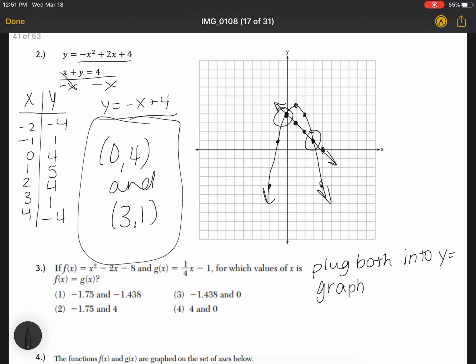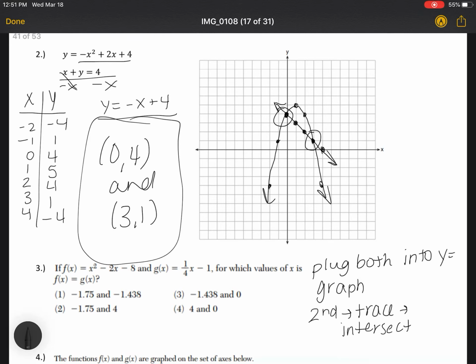You're going to graph them in your calculator. So just hit the graph button. If you hit second, then trace, one of the options will say intersect. And then it's going to take you through the process. It's going to say first curve, second curve, guess. You can just keep hitting enter until you get to your answer.